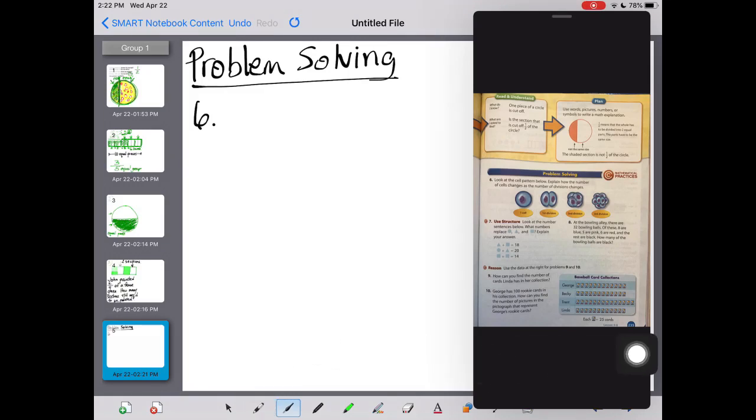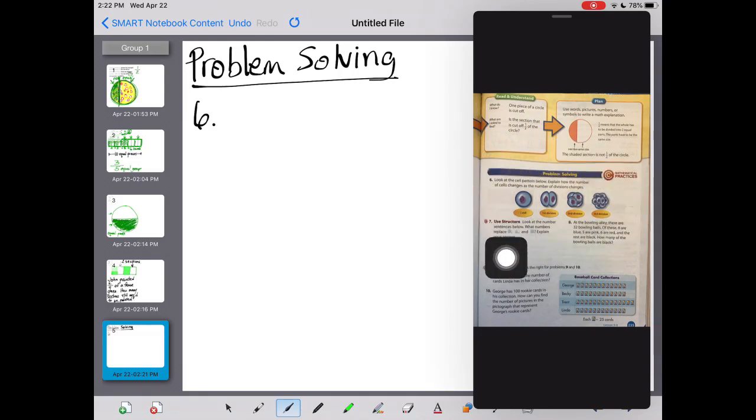Welcome to the problem solving section, guys. It is on page 235. We're going to take a look at number 6. It says, look at the cell pattern below. Explain how the number of cells changes as the number of divisions changes.